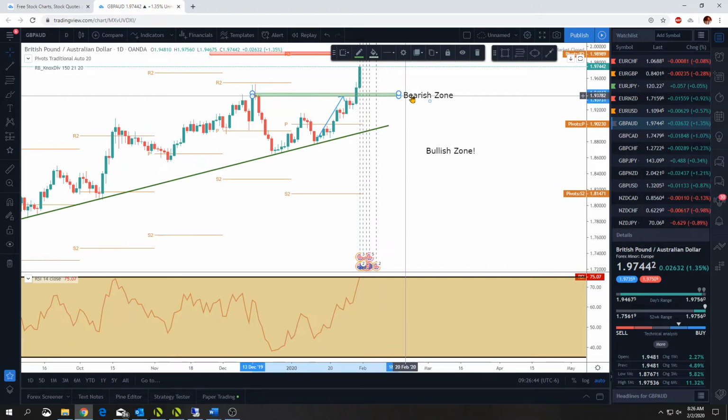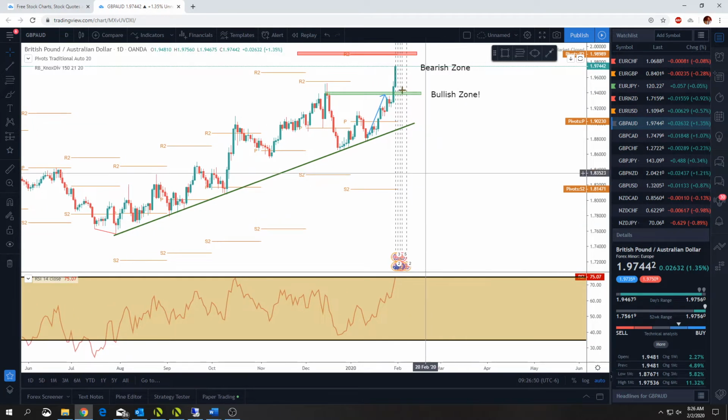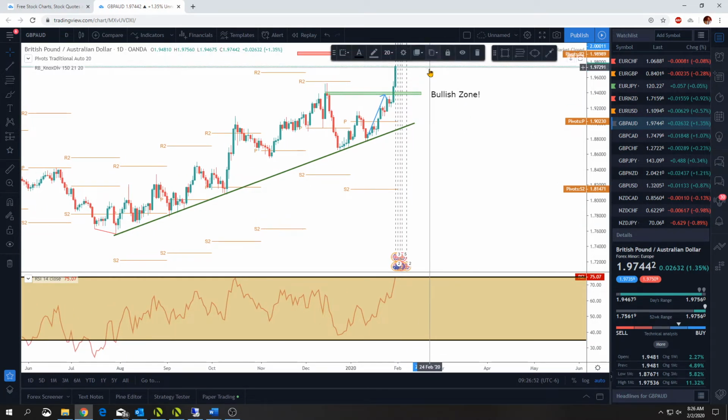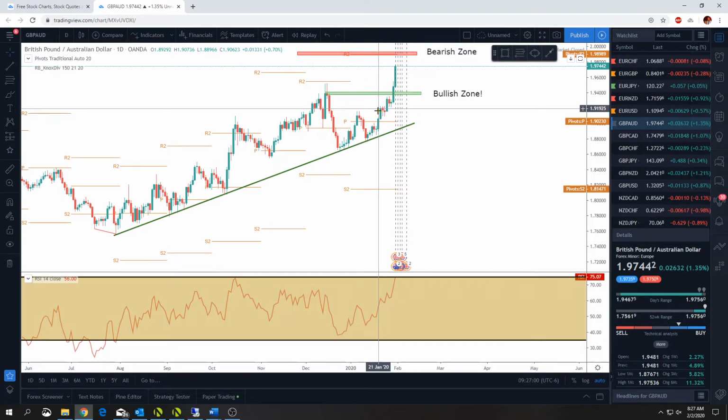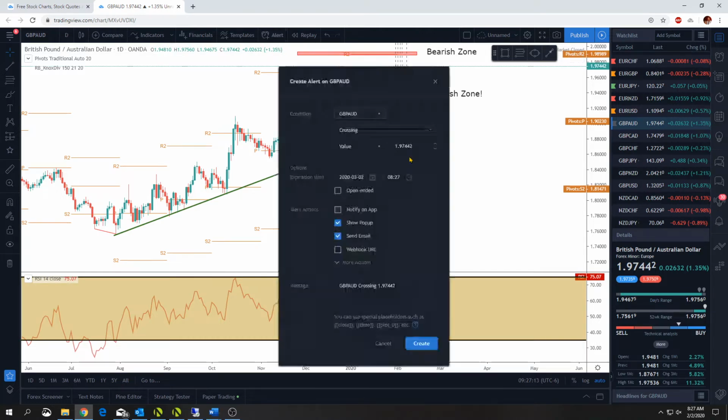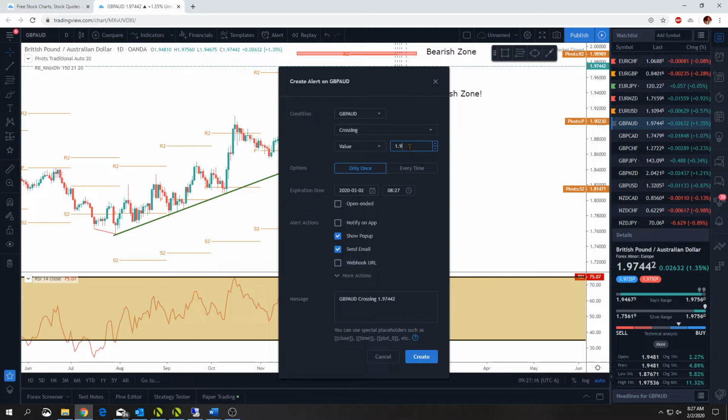Now I'd be bullish if we get a pullback to that zone. So bearish up here, R2 on this daily chart. I'd get bullish again if we get a pullback here. So I'm going to target R2 with my alert, 990, and we're going to be looking to sell.